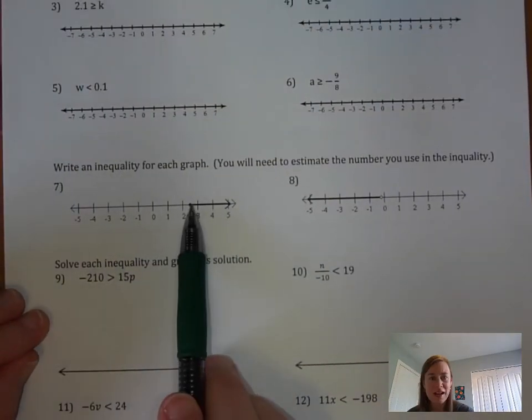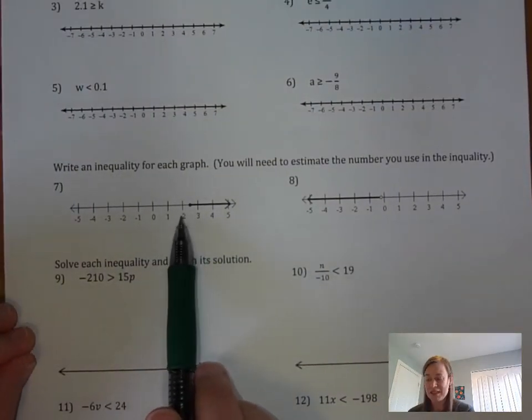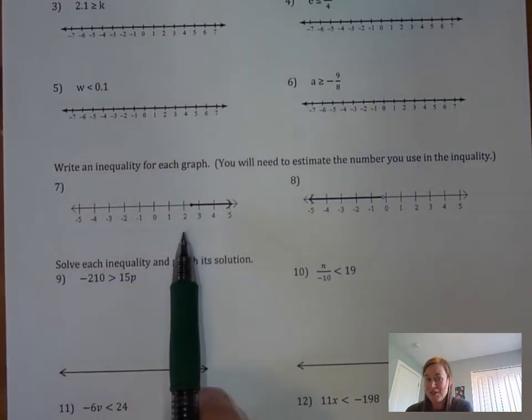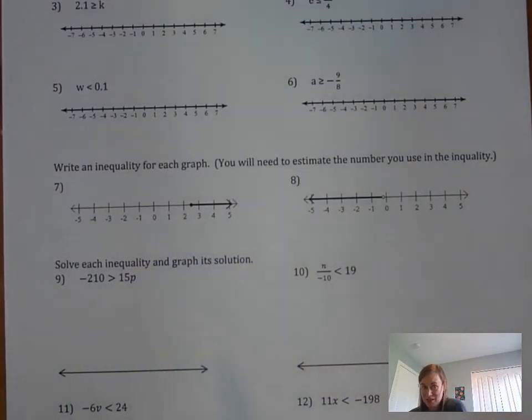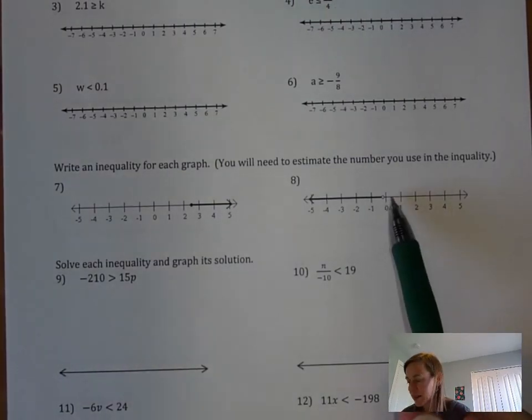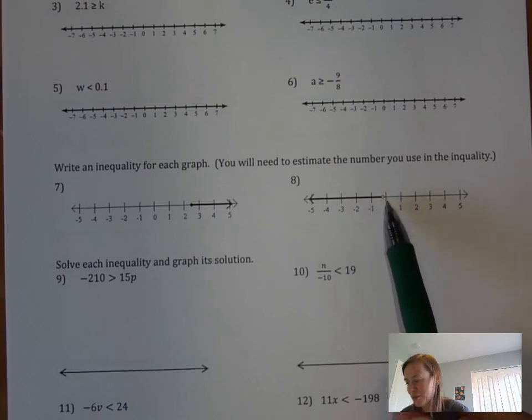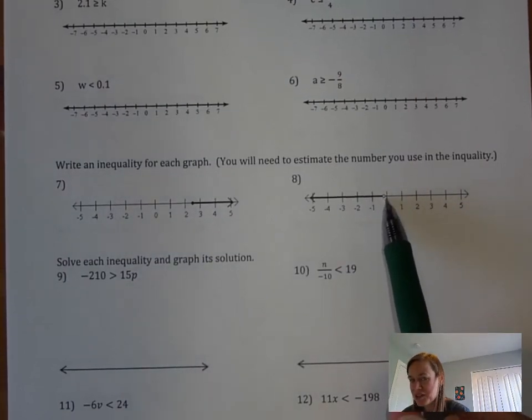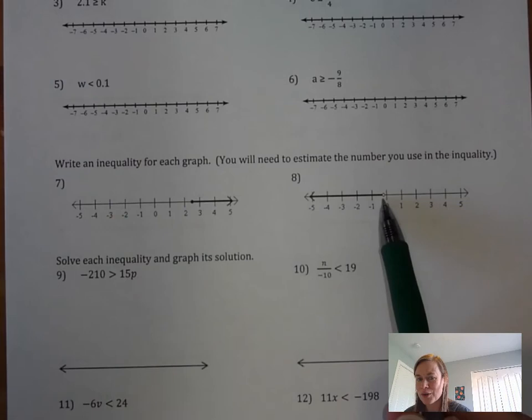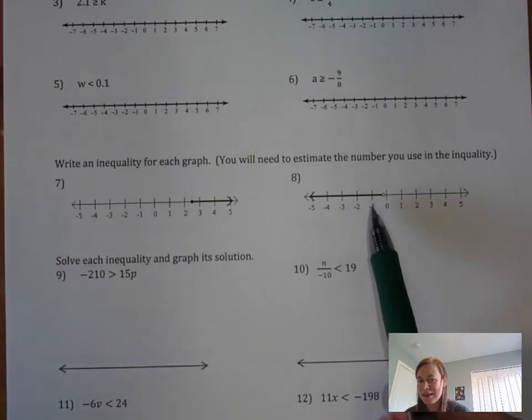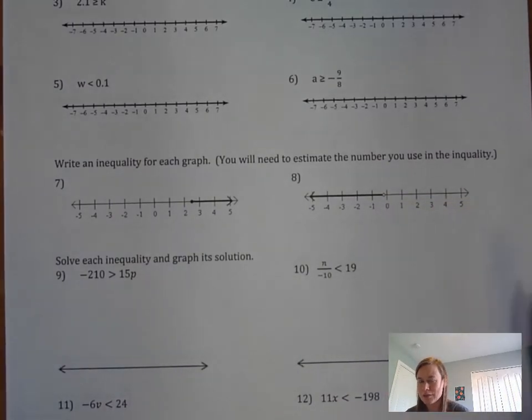Here, when you're writing your inequalities, just guess. It's some number between 2 and 3. You might say 2.4, you might say 2.5. Maybe you get more creative, but make sure your number is about halfway between 2 and 3. What about this one? It's a number between 0 and negative 1. Looks like it's pretty close to the 0. So make sure it's a negative number, but yeah, somewhere between 0 and negative 1.